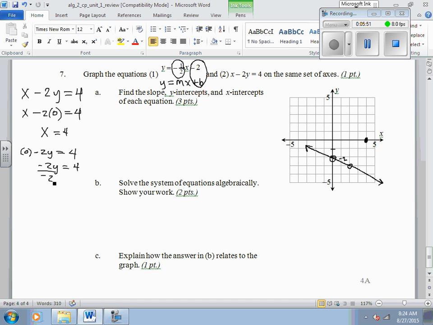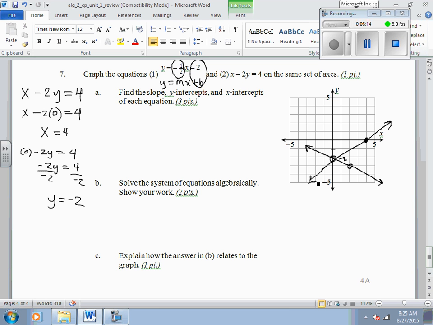And what's the y-intercept? Go to the y-axis at negative 2, draw a dot there. You notice there's a dot there already? Connect them. Check this out.